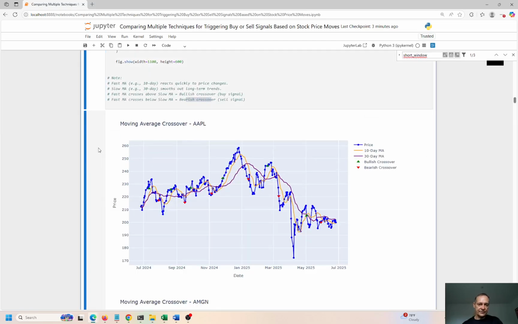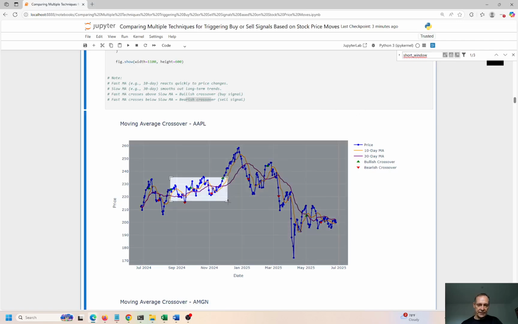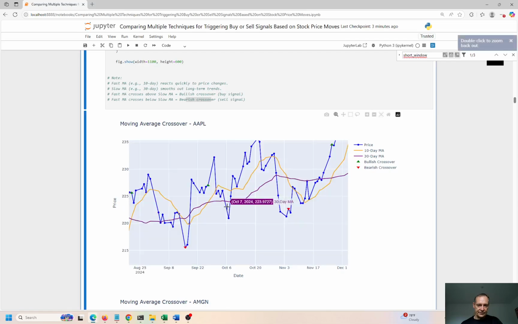So let me expand this. Now we have exactly what we had before. It's the stock price for Apple. We have the 10-day moving average and the 30-day, and then we have the indicators here. A bullish crossover gets a green triangle, and a red triangle down is bearish. So I can see a bearish, bearish. Here's a bullish signal over here, and I think another bullish signal over here.